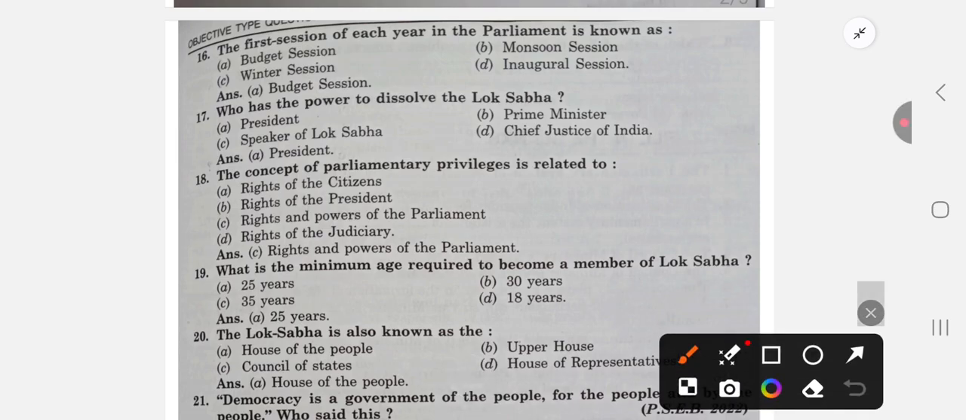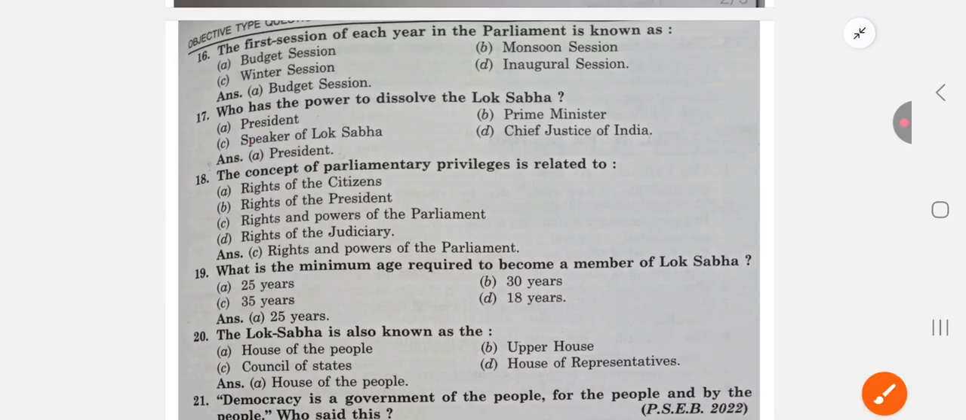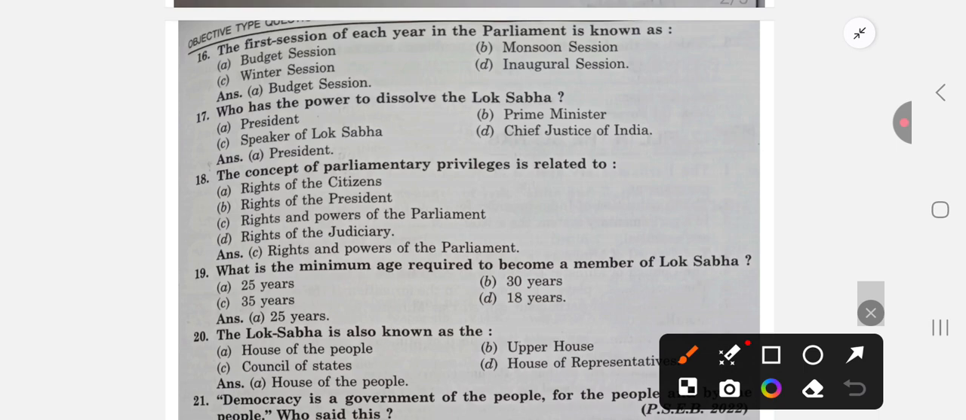Who has the power to dissolve the Lok Sabha? President has the power. On the recommendation of the Prime Minister, if he sees fit to dissolve, then he dissolves. Yes, she dissolves. If the President is a lady, then she, if a man, he.